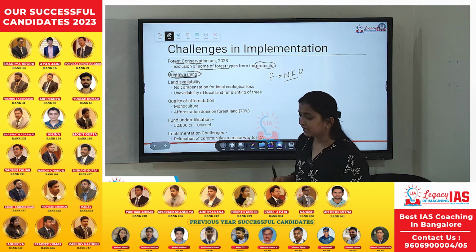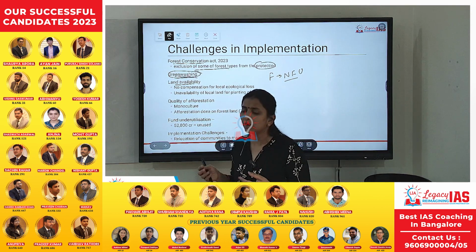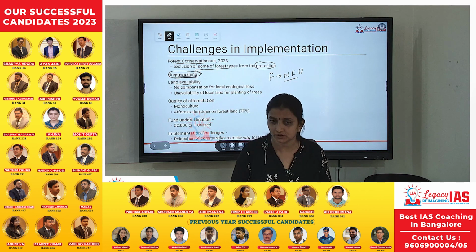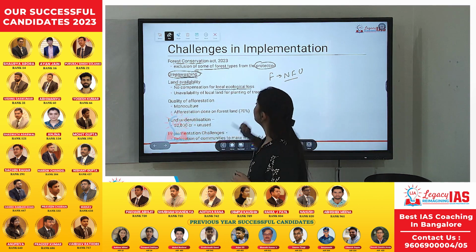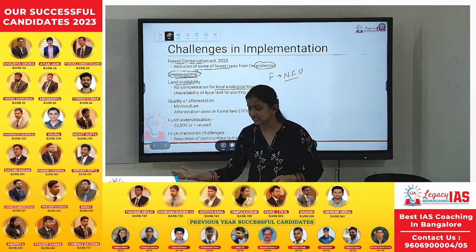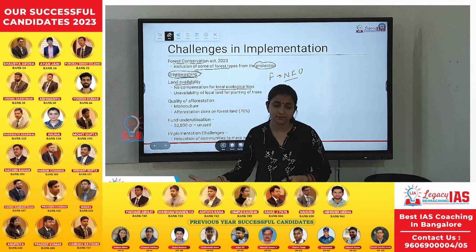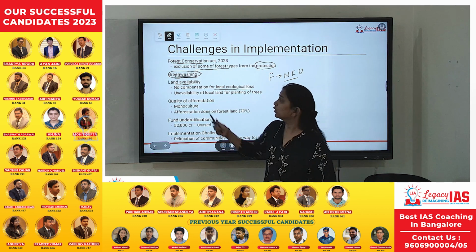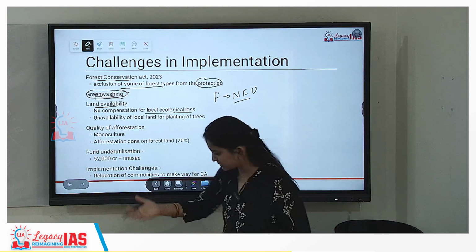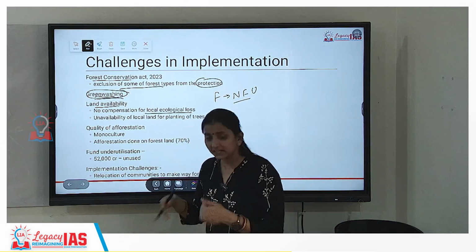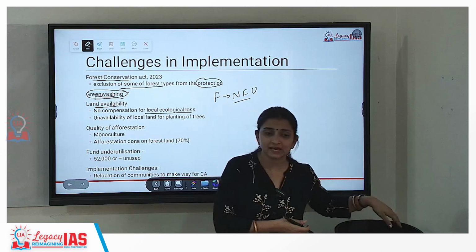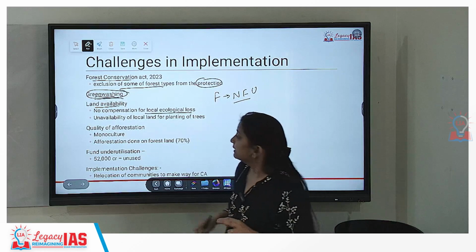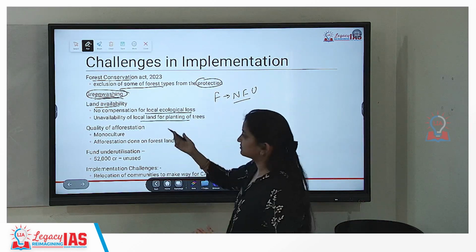So first of all, the industrialists are not able to identify a piece of land in a local area. They are not getting it. So there is lack of availability of land. So no compensation for local ecological loss, because let's say you have deforested a piece of land in Goa, okay, and identified a piece of land in Karnataka. Okay? So no compensation for local ecological loss, because you have carried out deforestation in Goa and it will impact the local ecology, and you are identifying the piece of land in Karnataka, so there will be no compensation to Goa. Okay? Plus unavailability of local land for planting of trees, that is the problem here.